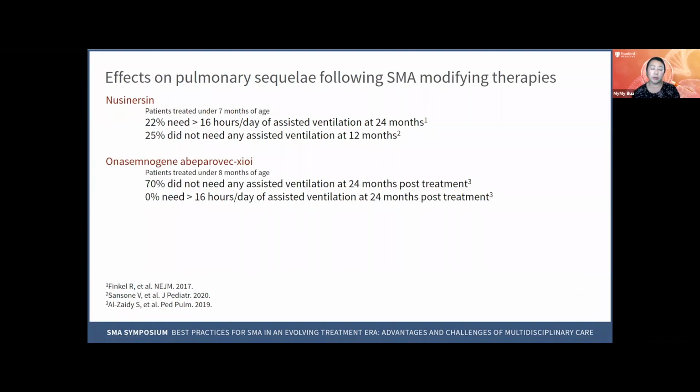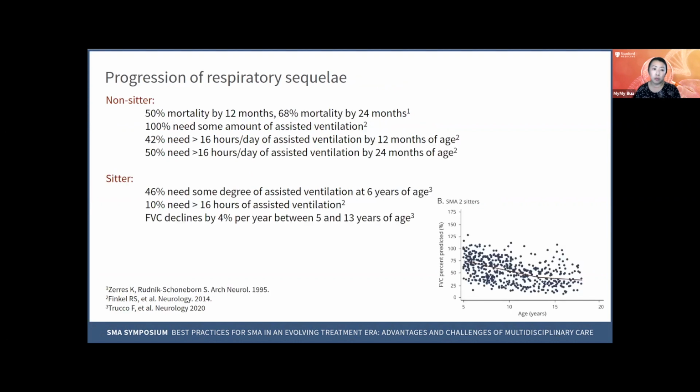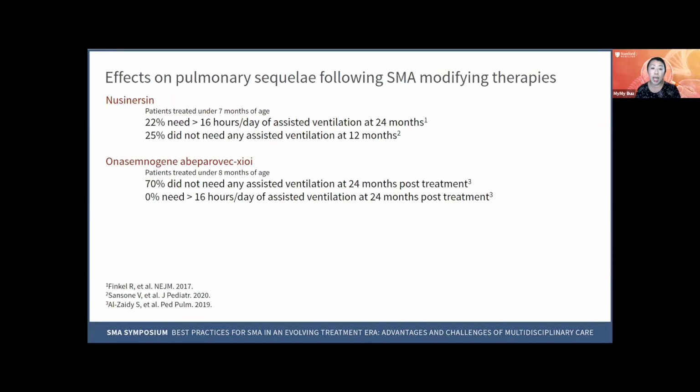So as a clinician, I've been interested in what the effects are on the pulmonary sequelae and pulmonary phenotype in patients who've been receiving SMA modifying therapies. For nusinersen, here I share data on patients who were treated under 7 months of age. Only 22% needed assistive ventilation more than 16 hours a day at 24 months, in contrast to the 50% in the natural history trials. And 25% didn't need any form of assistive ventilation by 12 months, which is really remarkable.